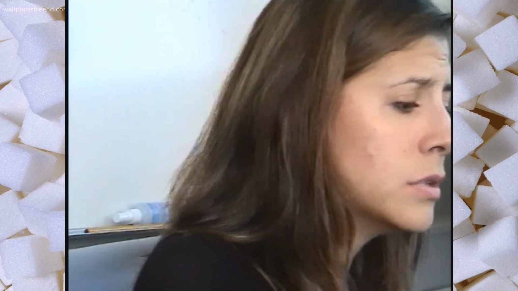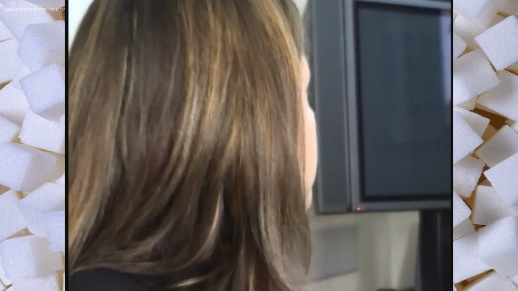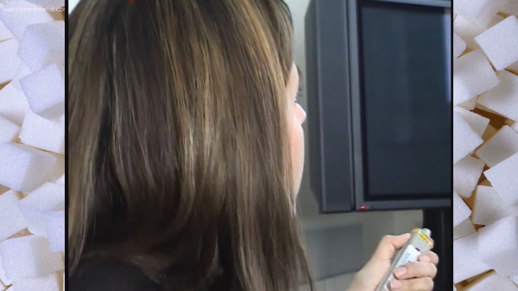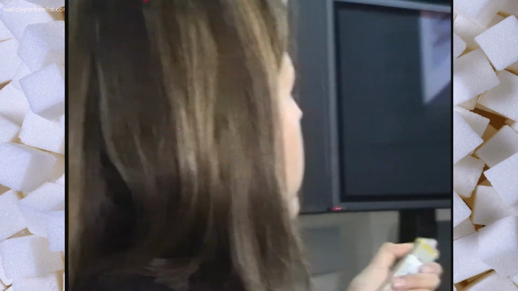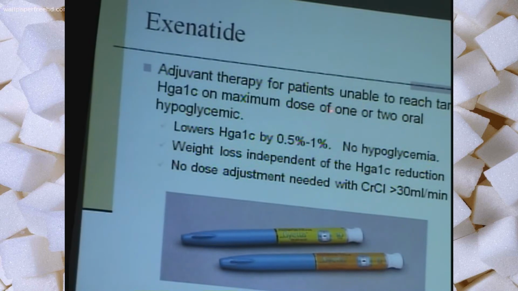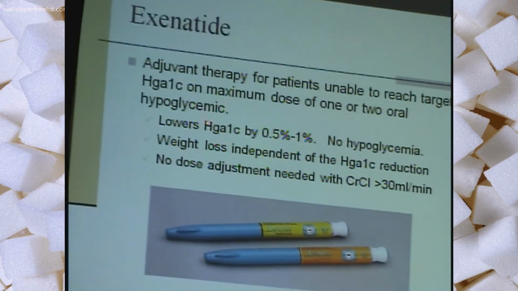So the Byetta is an analog. It's like a synthetic. Right. Byetta is incretin. Byetta is GLP-1. But sitagliptin is just blocking the enzyme that breaks down GLP-1, so it lasts a lot longer in the system. Exenatide is FDA approved as an adjuvant therapy for patients unable to reach target hemoglobin A1C on maximum dose of 1 or 2 oral hypoglycemics.